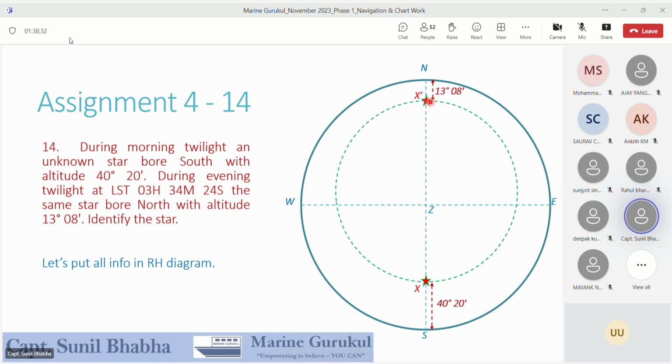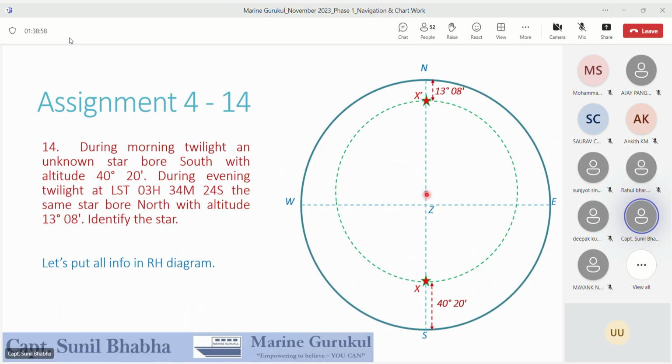So this circle, which is passing from X and X dash, represents the declination circle of the star. Now we are aware that at the center of all declination circles is the pole. So let's mark off the center of this particular circle.